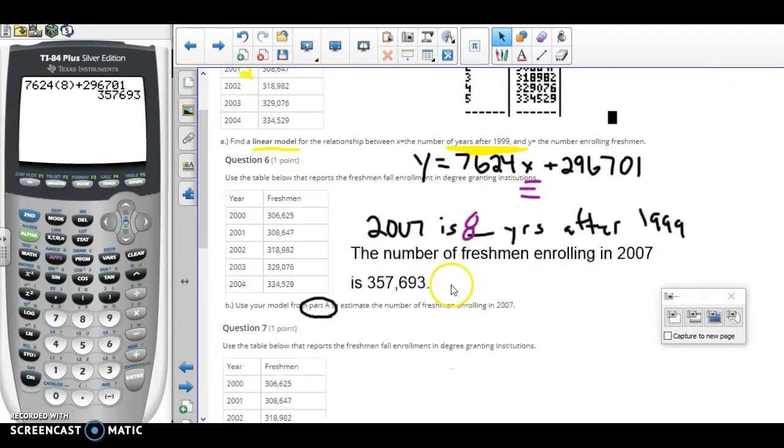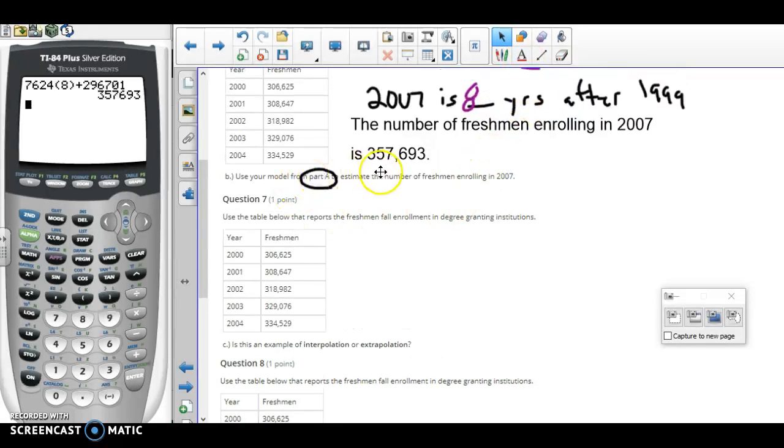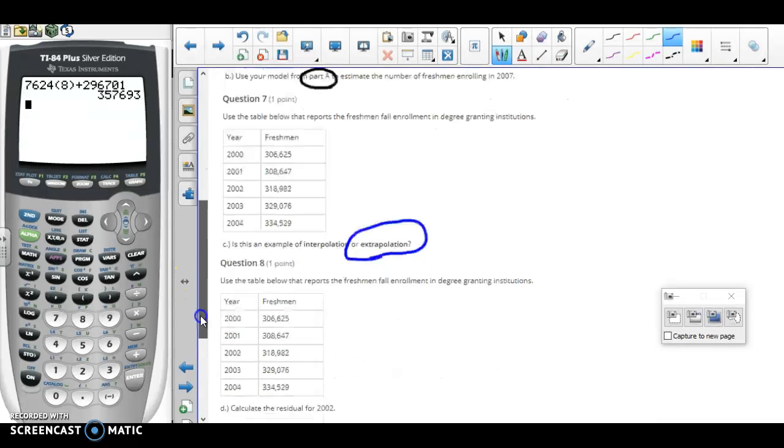All right, question 7, same table. Again, is this an example of interpolation or extrapolation? The answer here is extrapolation. Okay, 2007 is outside the data range. So the answer right here would be extrapolation because it's outside the data range that's provided. It's not between 2000 and 2004.